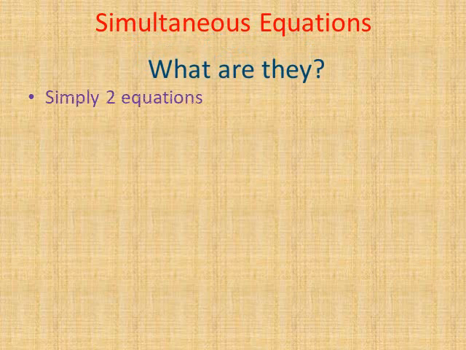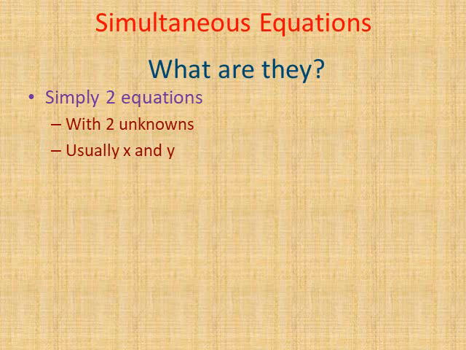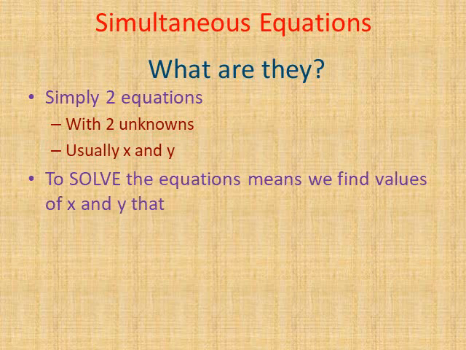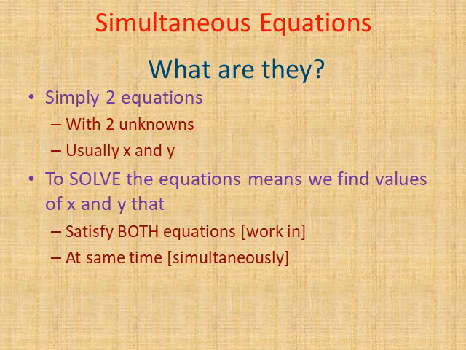Simultaneous equations means we have two equations, both of them of first degree with two unknowns like x and y. We need to solve them, or find the values for x and y which satisfy both equations at the same time. That means x and y satisfy the first one and the second one at the same time.